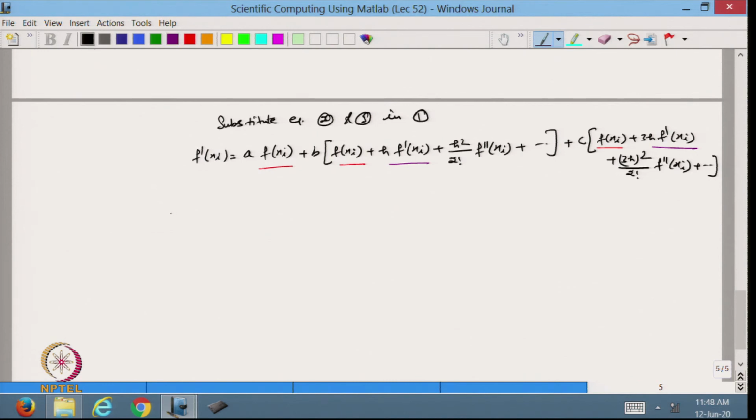Now from here I can write this function as f(xi) is equal to, so I am collecting the terms corresponding to f(xi). That will come from all, so this will be a plus b plus c times f at xi, plus. Now, I want to collect the terms corresponding to f'. So, this will be, not a, this will be b plus 3c into h f'(xi), plus the same way I can define from here. So, b plus 9c, so this is a 9, xi and so on.